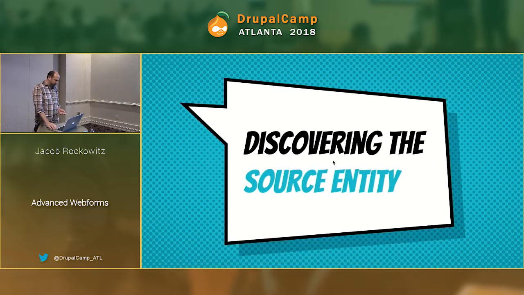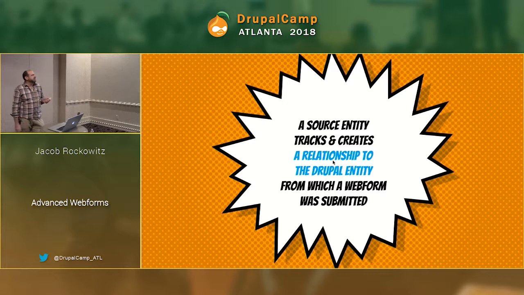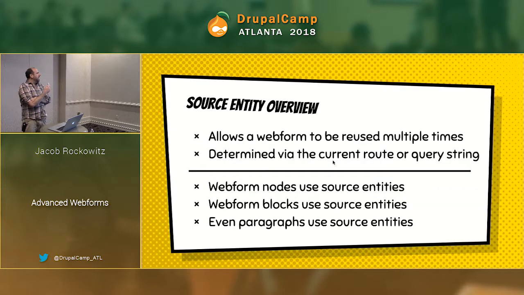So a source entity tracks and creates a relationship to the Drupal entity from which a web form was submitted. And so source entities allow a web form to be reused multiple times. You can take one web form and attach it to multiple nodes and track which nodes it's going to. And the way that tracking works, when I talk about web form nodes, you're tracking it based on the route, because you're looking at the node's route and you see that there's a node there. Or you can use a query string.